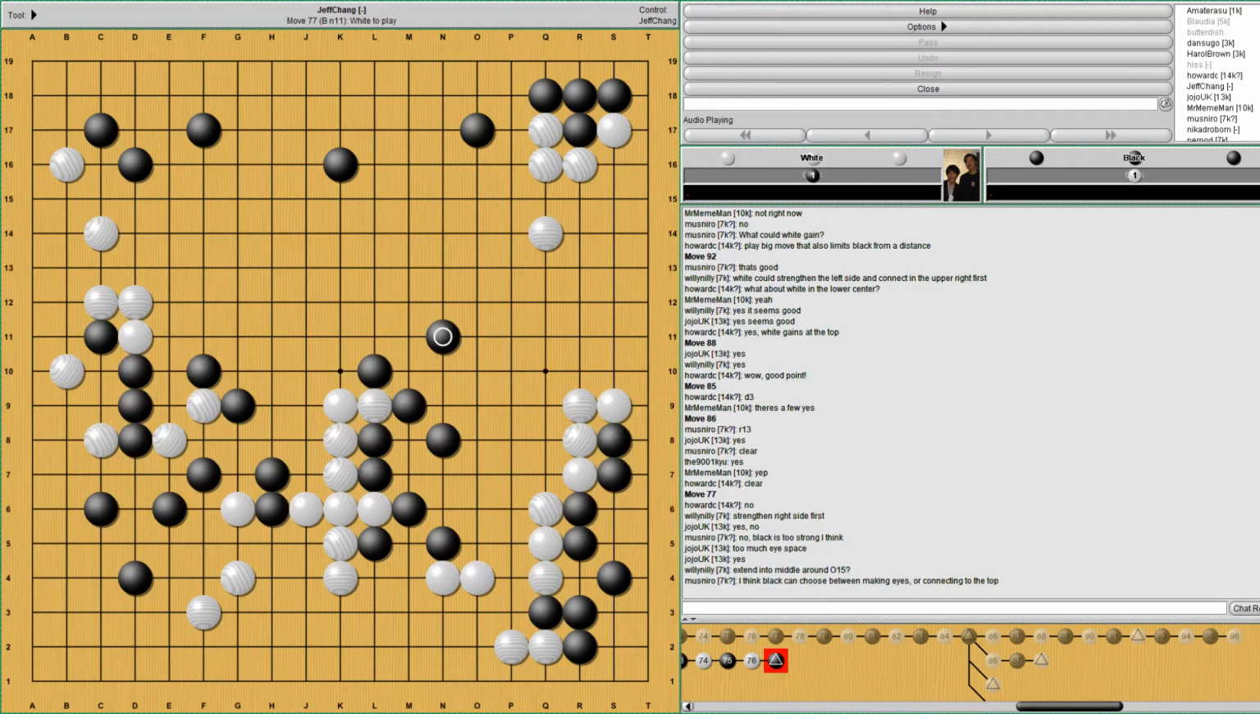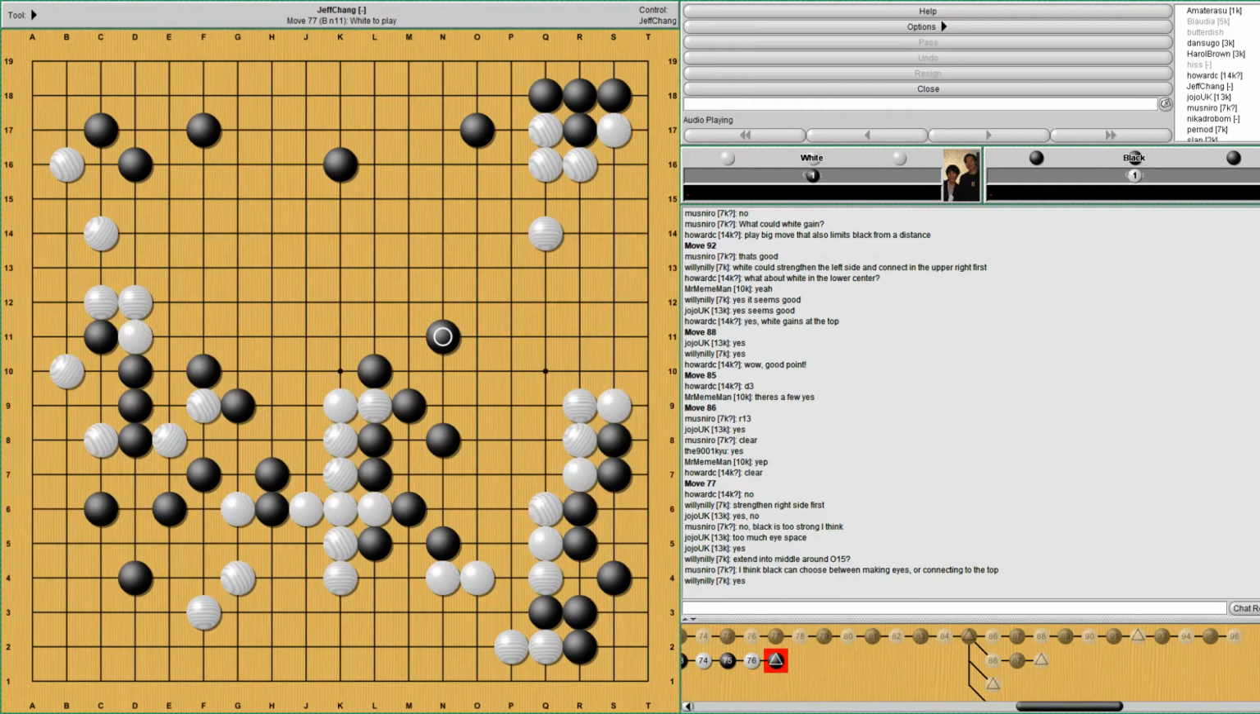So you are basically saying that the black group can either live with making eyes, or he can also choose to connect. The thing is, we want to actually somehow force black to make eyes if possible. And I see one idea, that is, let's play something around O15, so to actually make black connection difficult. That is the idea, am I right? I'm trying to translate. Okay, thanks. I get it.